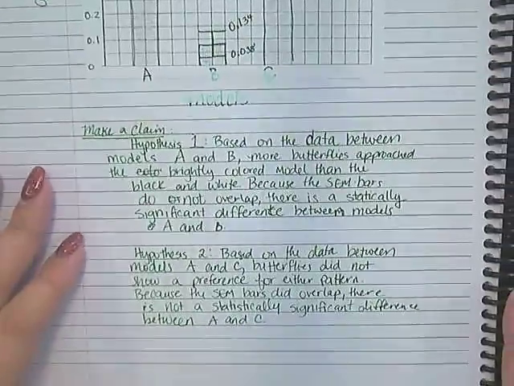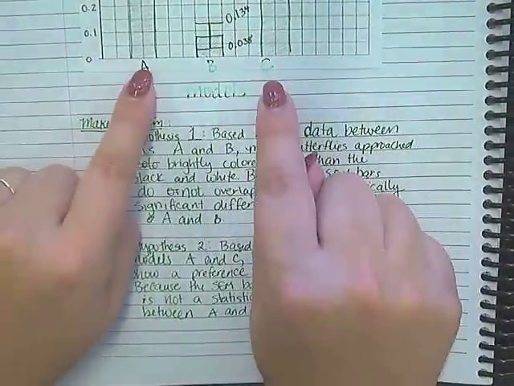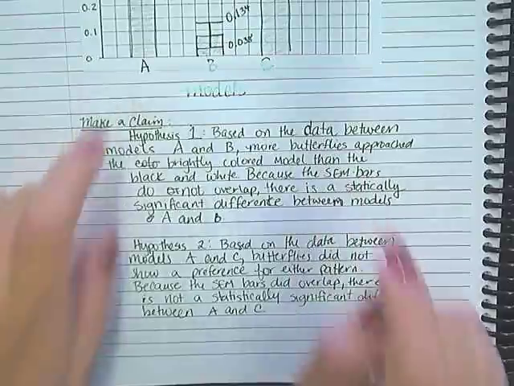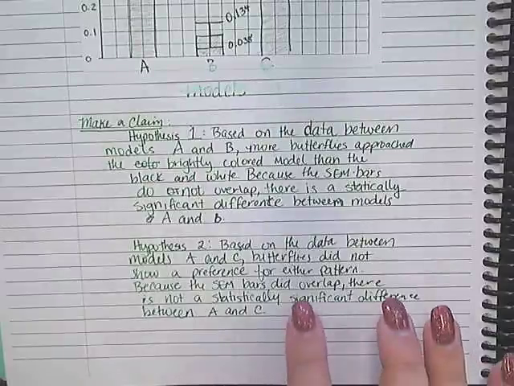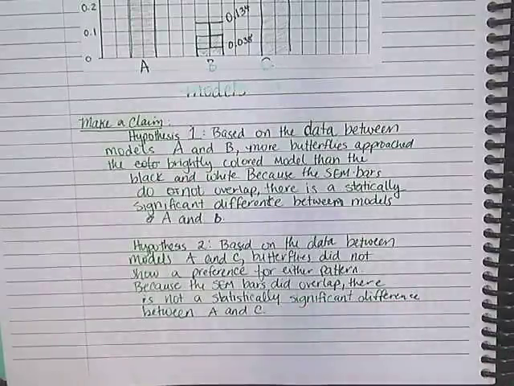And then for hypothesis 2, we're going to compare A to C only. Based on the data between models A and C, butterflies did not show a preference for either pattern because the SEM bars did overlap, there is not a statistically significant difference between populations A and C.